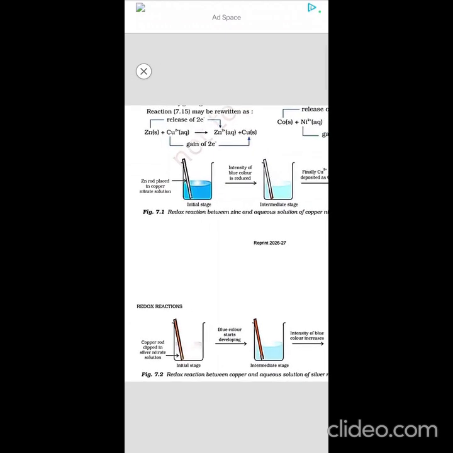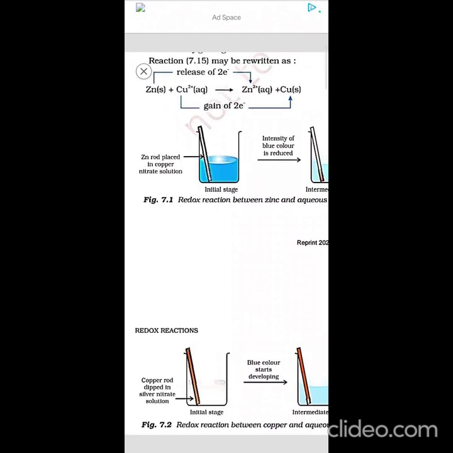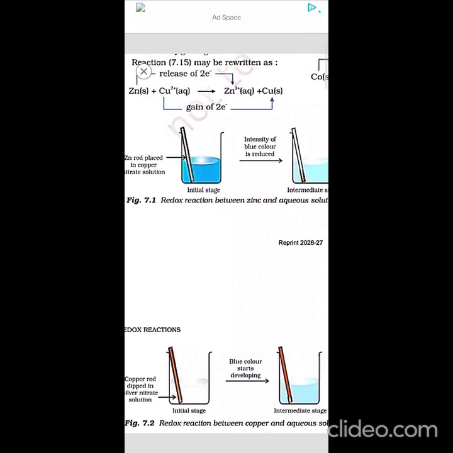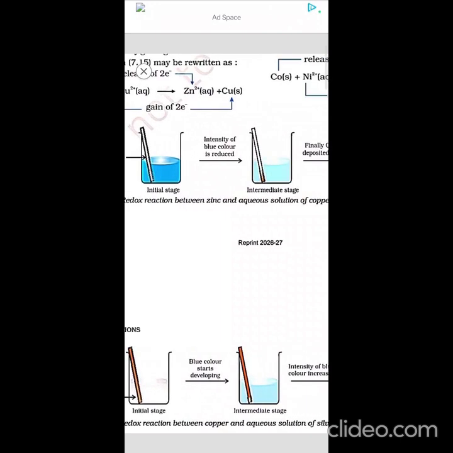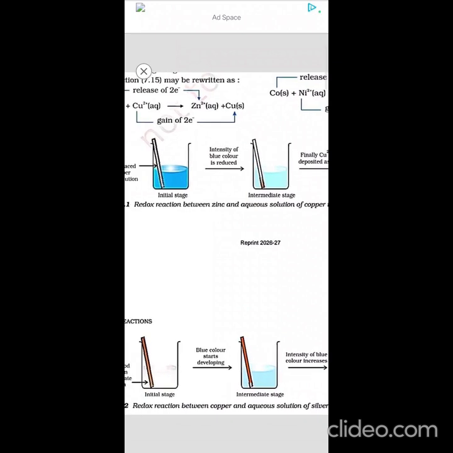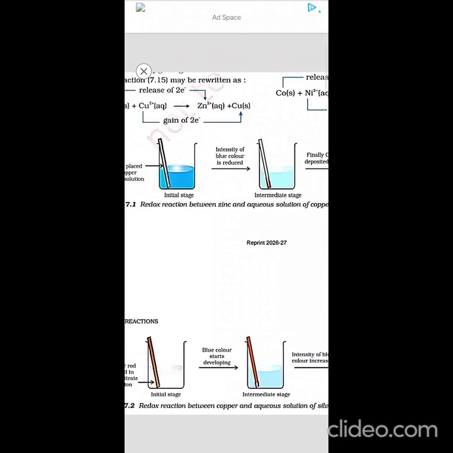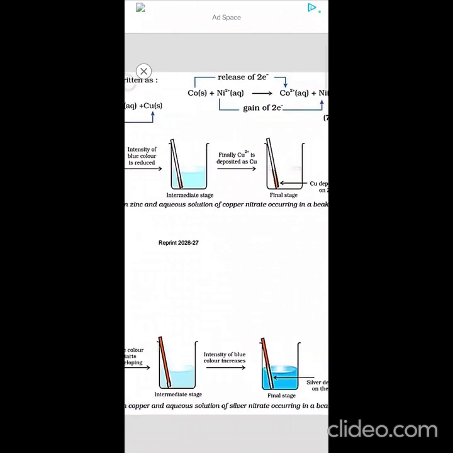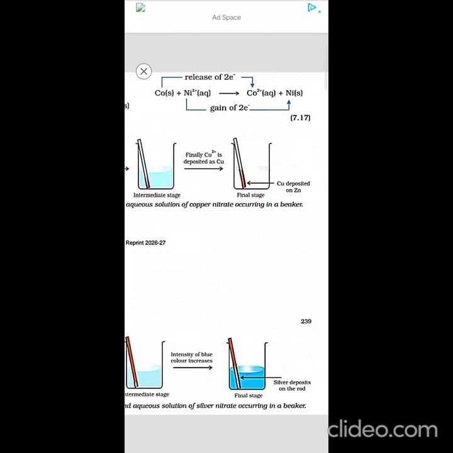In the laboratory, if we take a beaker and copper sulfate, then add water, we get a copper sulfate solution which is blue in color. Then we place a zinc rod inside the solution. After some time we will observe that the intensity of the blue color is reduced, the color changes from deep blue to light blue. And finally, a brown layer of copper is deposited on the zinc rod. This is a very simple example of a redox reaction.